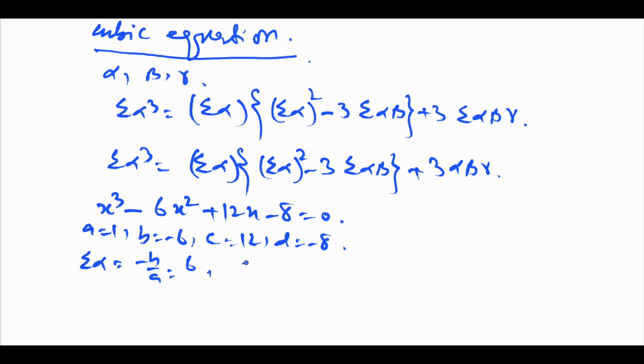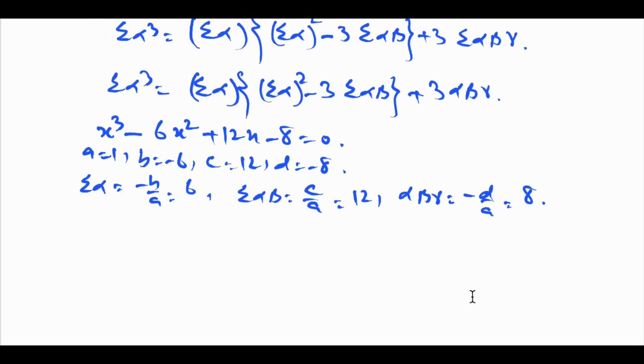Then sigma alpha beta, the sum of the products of two at a time, is always equal to c over a, so it will be 12. Then alpha beta gamma will always be equal to minus d over a, which is 8.